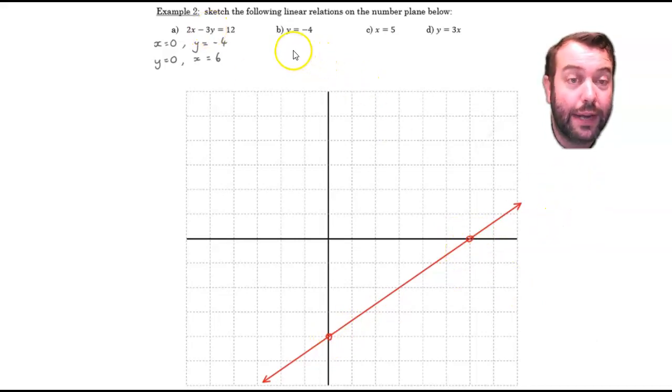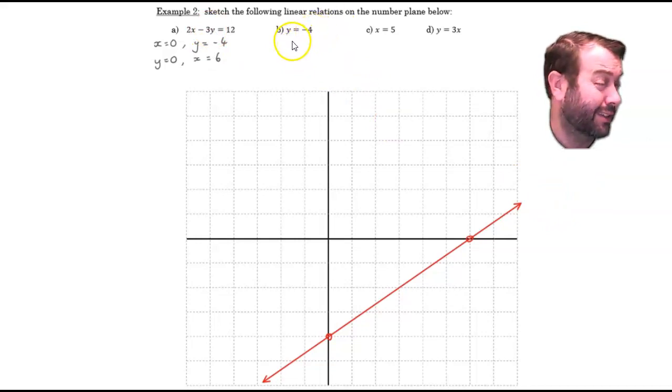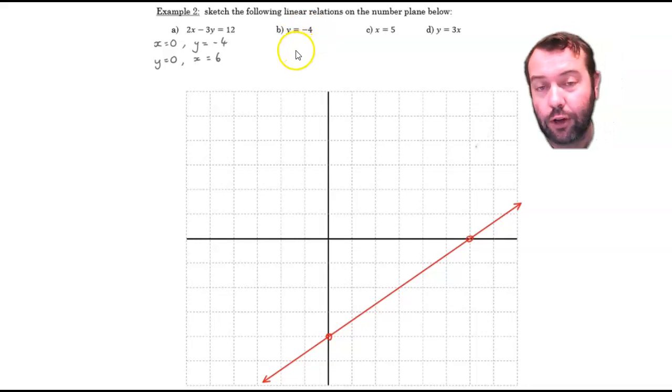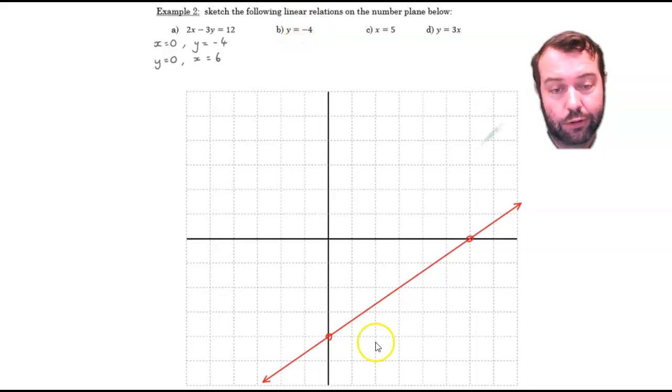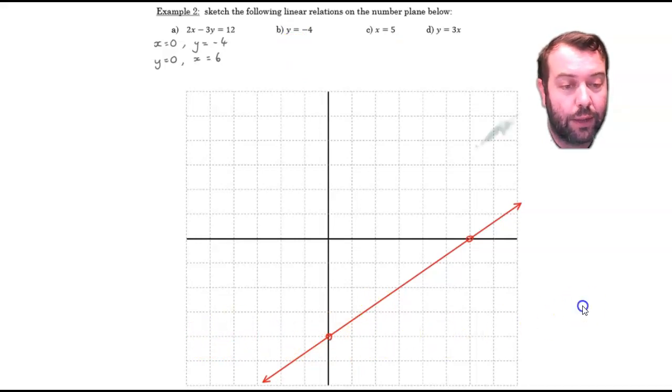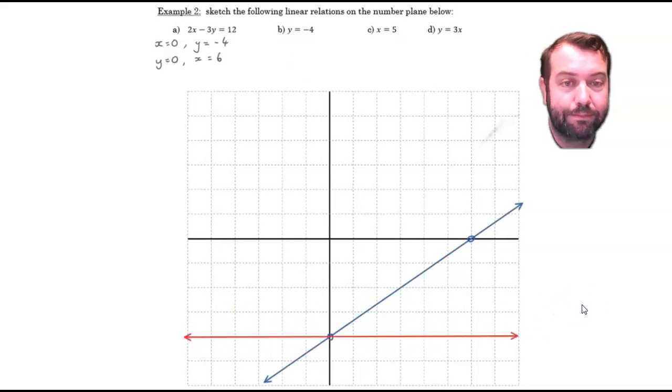Moving along now to our next linear relation. I haven't called it a function, just in case it's not a function. Y equals negative 4 is a horizontal line. It passes through negative 4. So that's through that point there, and it should look like this.